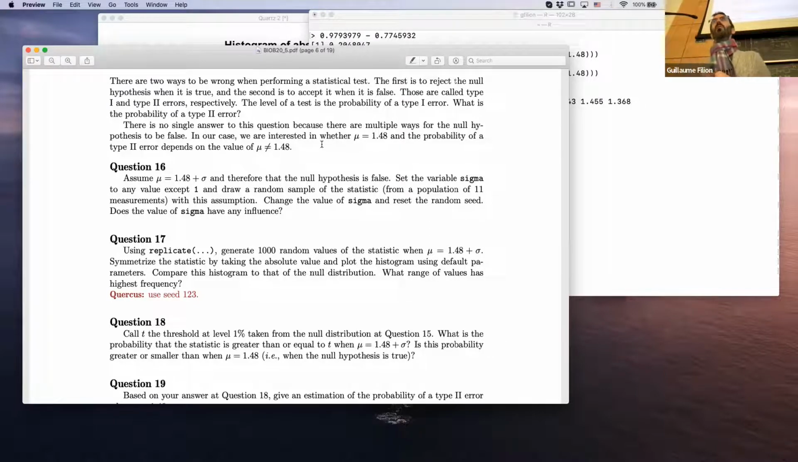Okay, but when it's false, you say mu is not equal to 1.48, well, it could be 1.42, could be minus 15, could be pi, could be 300, could be anything. There's really many ways now in which mu can be inexact, different from 1.48, or in which the null hypothesis can be false. And for each value of mu, the distribution that we're going to get for the statistic is going to be different. So there's not a single answer to that question.